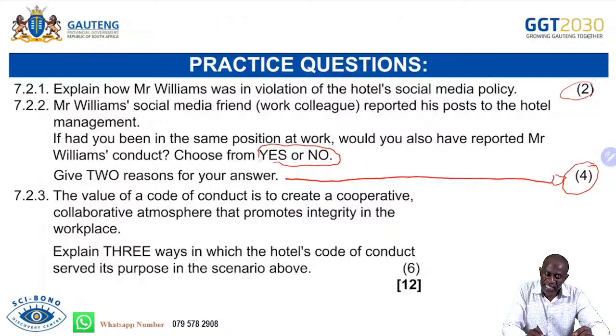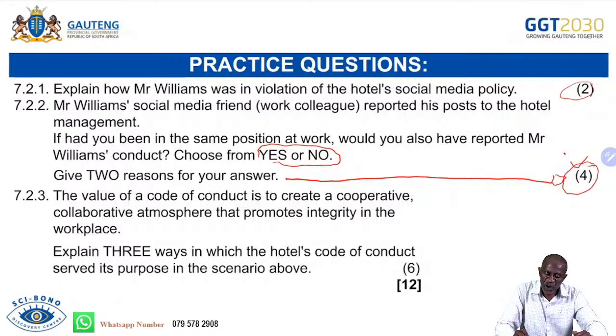The instruction for choosing yes or no, it means the answer can go either way. However, you must substantiate by giving 2 reasons. And each reason is allocated 2 marks. Hence, you have 4 marks here.